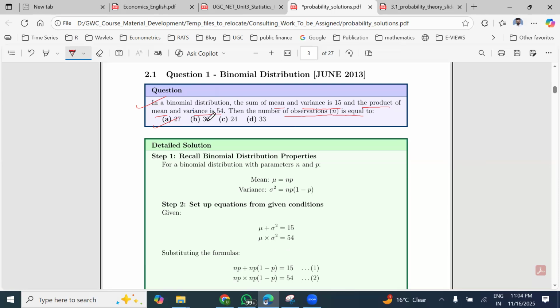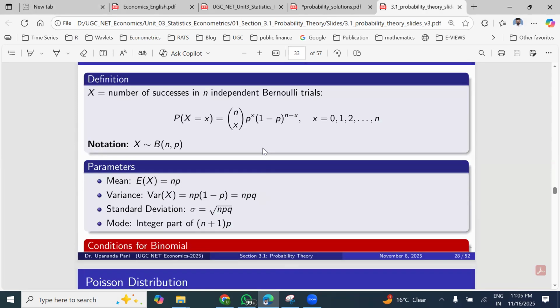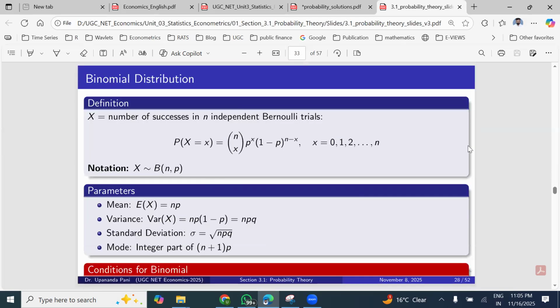Easy to solve, but we have to remember the formula. Mean is equal to n into p. But with only n into p, will you be able to solve it? You are saying mean is basically equal to n into p and variance is np into 1 minus p, right? Yes, sir. I had discussed this also. So it is basically npq, that is variance of binomial distribution, which we had discussed earlier.